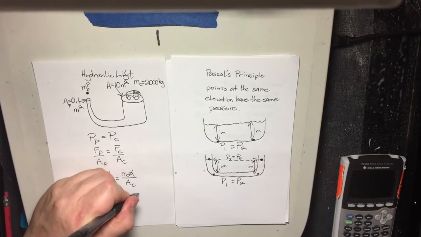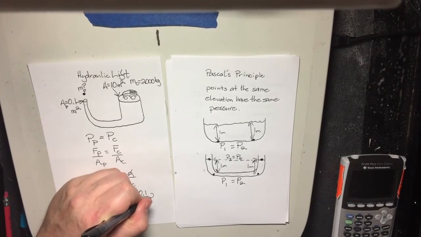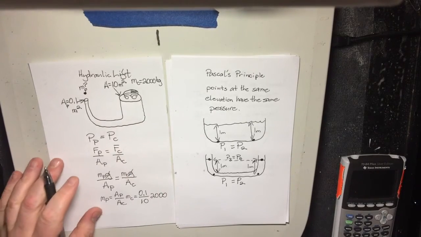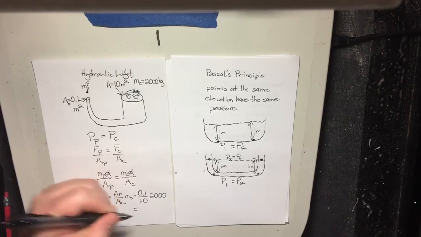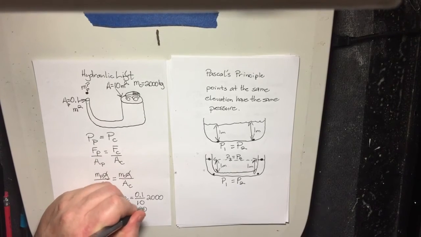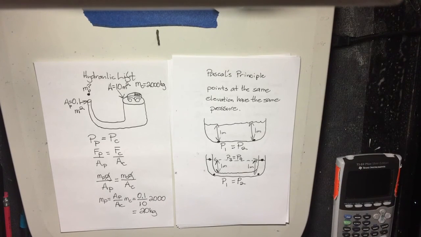So area of the piston, 0.1, area of the car, 10, mass of the car, 2,000. 0.1 over 10 is 1 over 100. 2,000 divided by 100 is 20. So a 20 kilogram object sitting on the plate on the left is capable of balancing a 2,000 kilogram car on the right. And all this takes advantage of is the Pascal principle.